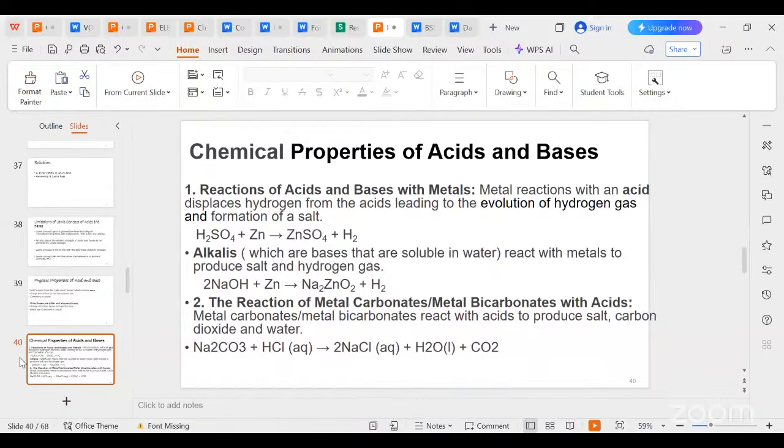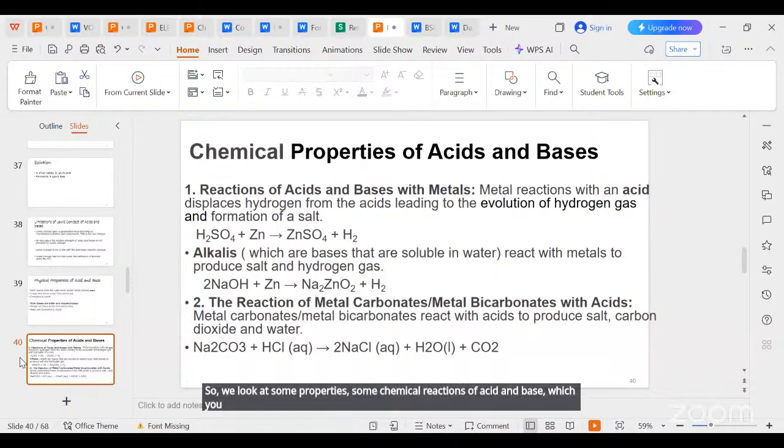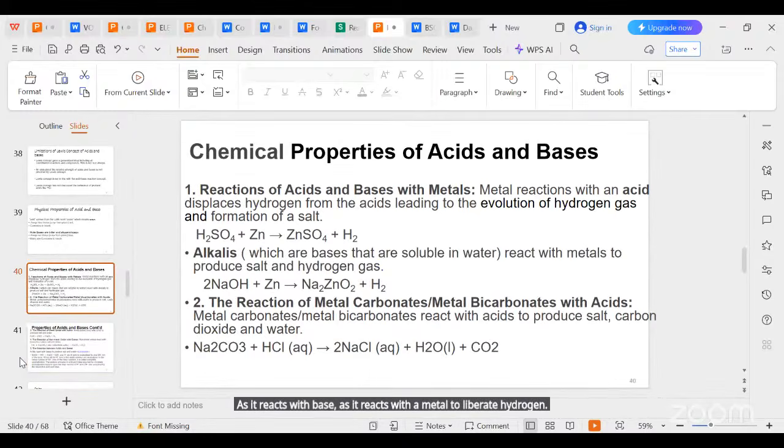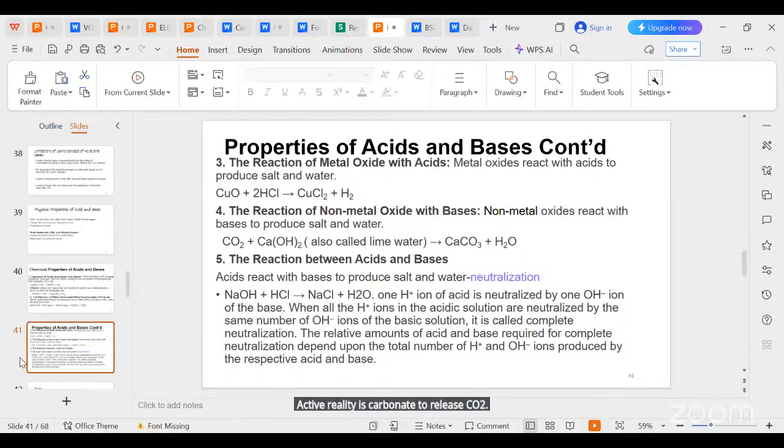And so we look at some properties, some chemical reactions of acid and base, which you know. Acid reacts with base. Acid reacts with a metal to liberate hydrogen. Acid will react with carbonates to release CO2. Bases react with metal oxide to liberate hydrogen.